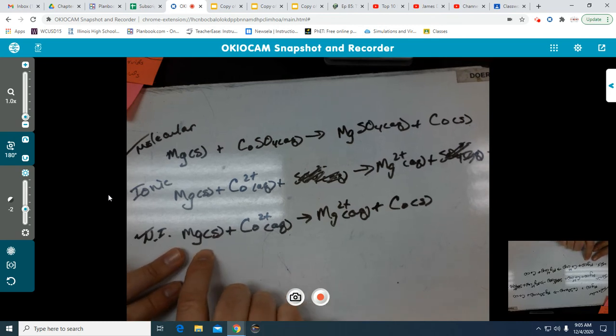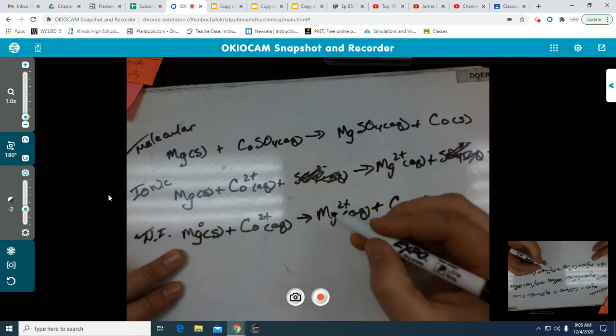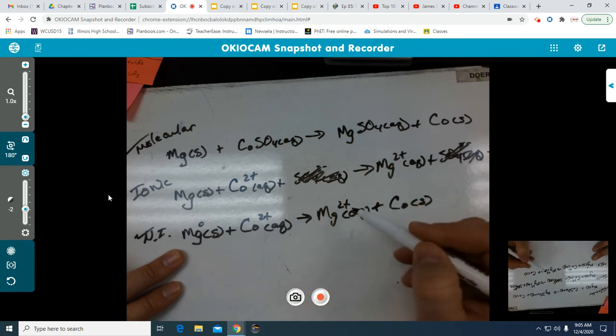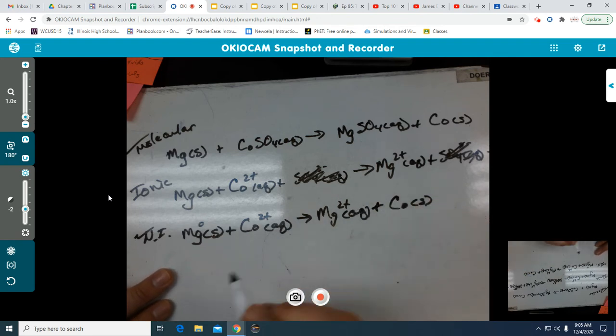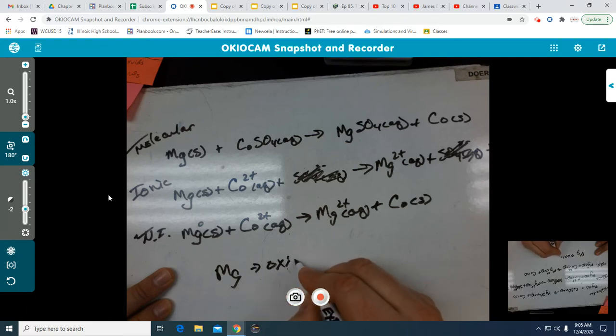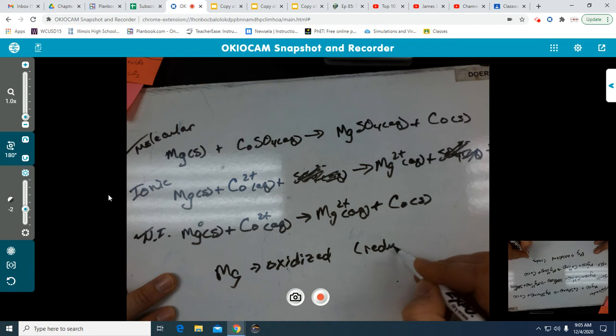Next, we need to figure out who was oxidized and who was reduced. Well, magnesium started off in its elemental form, and so therefore it has a 0 there. It ended up with an oxidation number of 2+. So it went from 0 to 2+, meaning it became more positive. So therefore it had to lose electrons. So magnesium was oxidized. It's also the reducing agent.